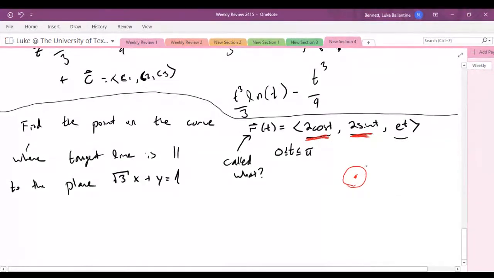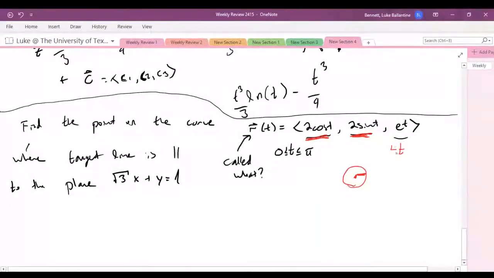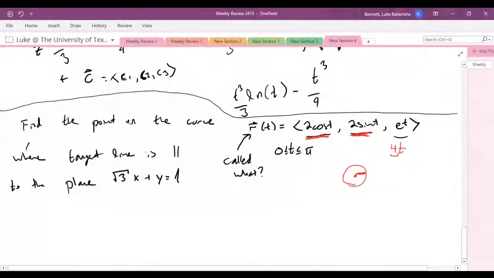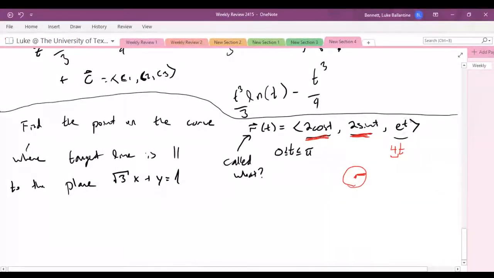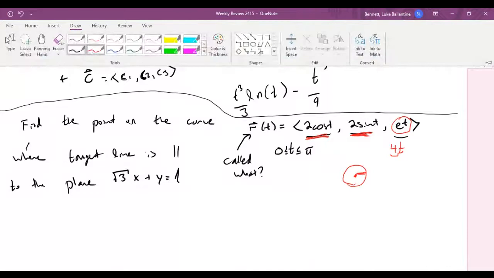Radius 2. And then the only difference, normally with a helix, we just have t or some like 4t, some constant times t. But this is just e to the t. All that means is that this helix, the growth of it is exponential. It grows extremely quick. It just goes up faster than a normal helix would. So that's the only difference, right? If it's a cosine and a sine, and then something that is monotonically increasing, then it's a helix.